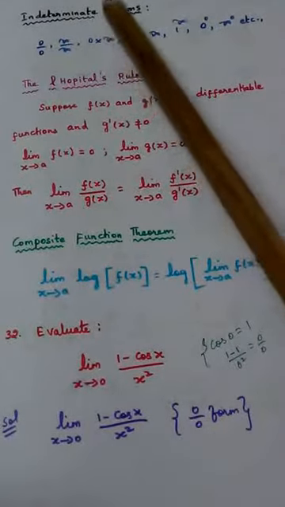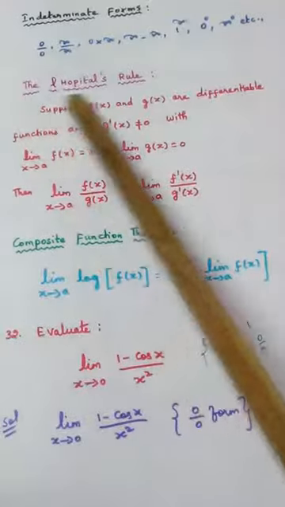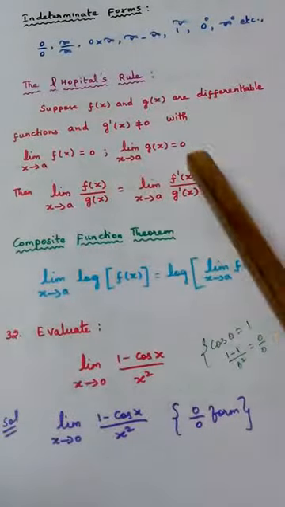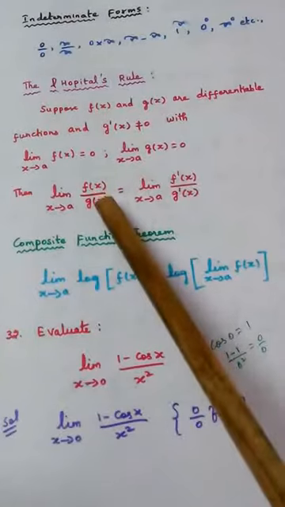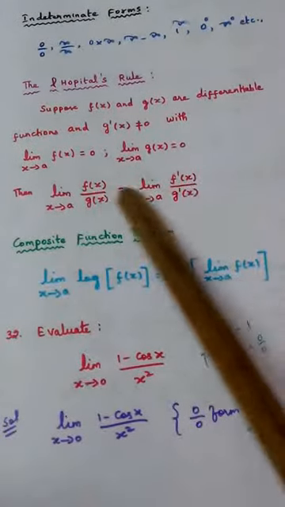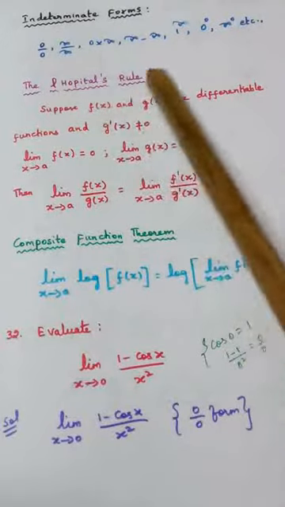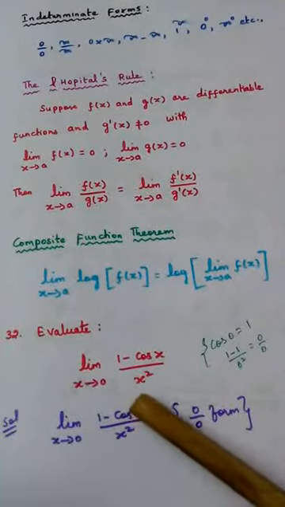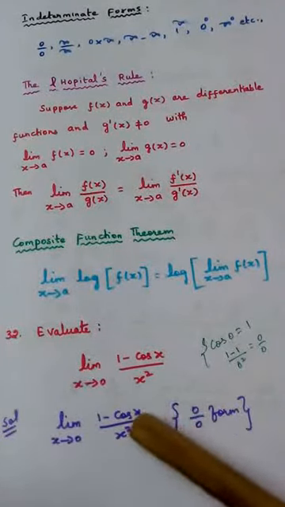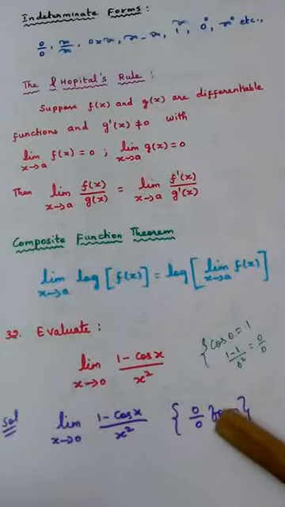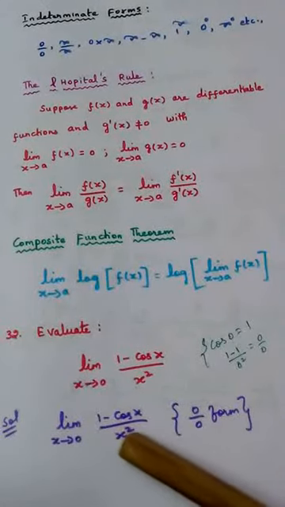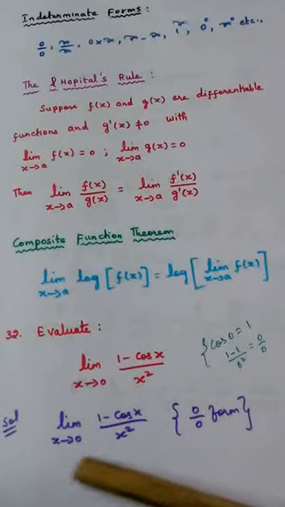So for these indeterminate forms, we can apply what rule? L'Hopital rule. What does this rule say? Differentiate the numerator separately, differentiate the denominator separately, then apply the same limit. That is what L'Hopital rule says. I am going to do the same thing here. Now see, the answer is 0 by 0, so this is coming in indeterminate form. So using L'Hopital rule, I differentiate the numerator separately, and similarly the denominator separately, and apply the same limit.